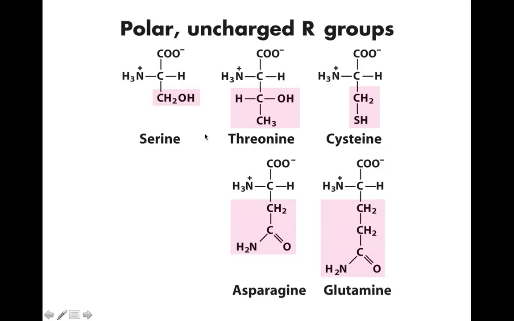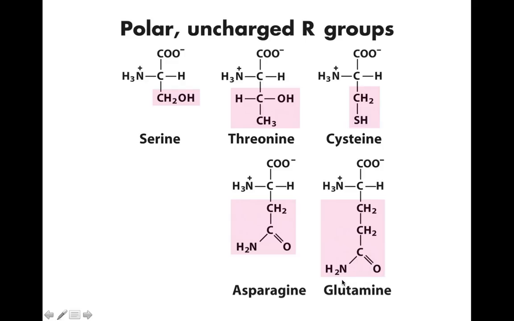I would recommend that you learn serine, cysteine, and glutamine. Let's look at cysteine. Cysteine has CH2SH, this sulfur hydro group, and we'll see the importance of that very soon. And then you have glutamine, which is CH2, CH2, C=O, NH2.